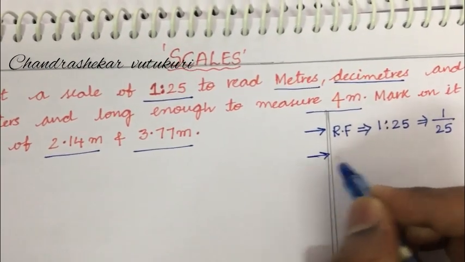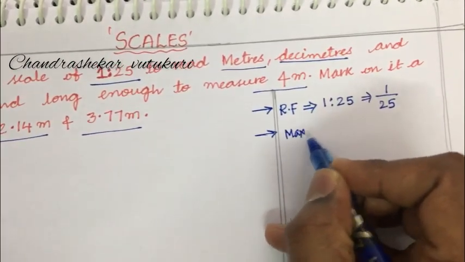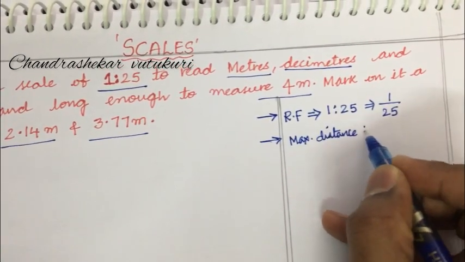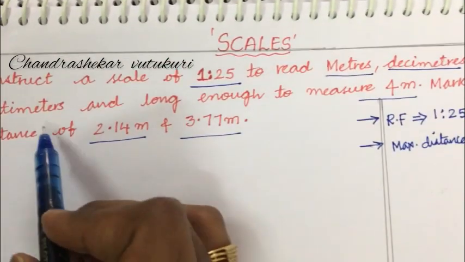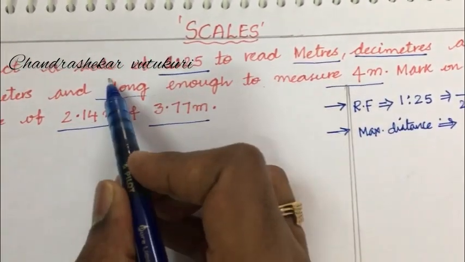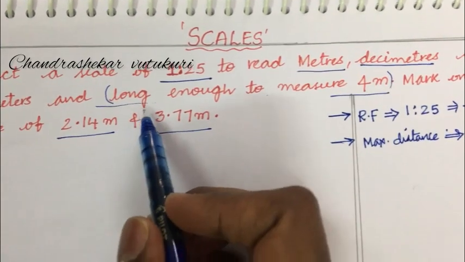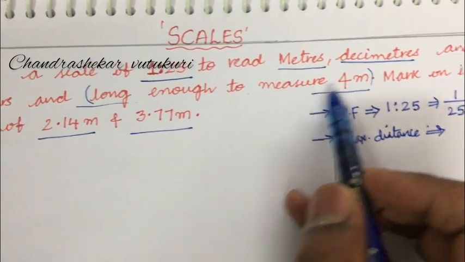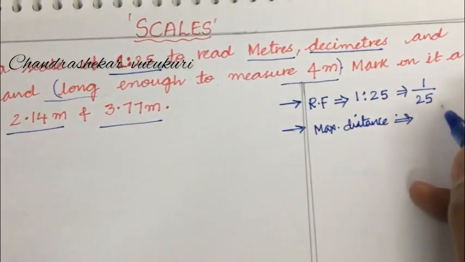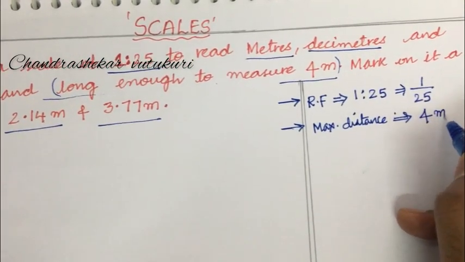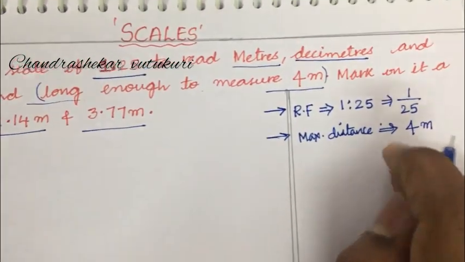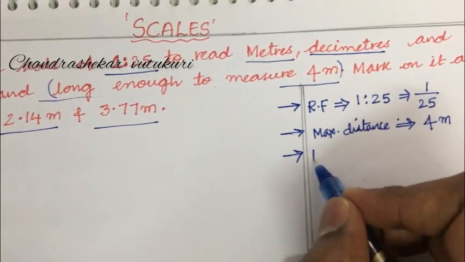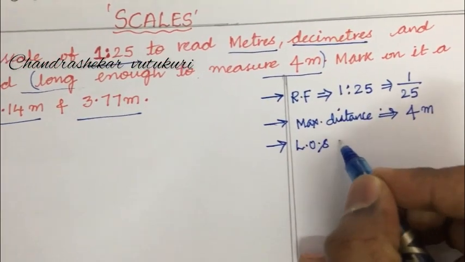Later, I told you to work out the maximum distance the scale is going to measure, which will also be given in the problem. Terms like long enough to measure or the maximum distance it can measure will be given, followed by a numerical value. Here it is 4 meters, dear students. I cannot plot a 4 meter distance on my drawing sheet, so I need to work out the length of the scale.